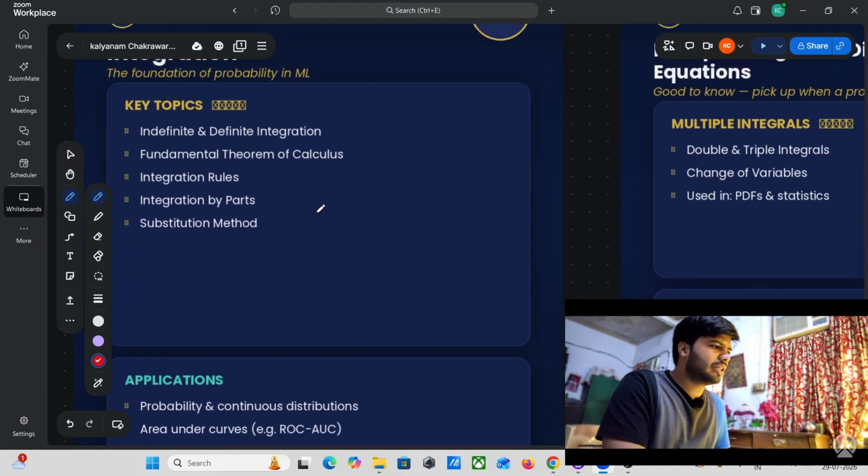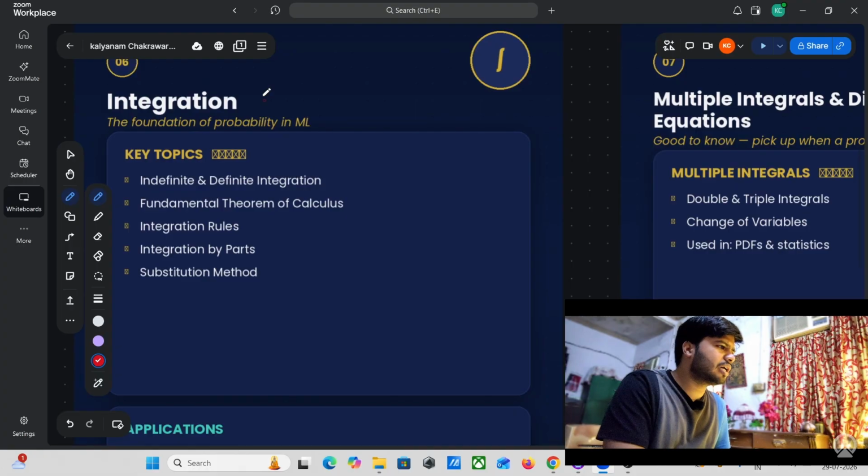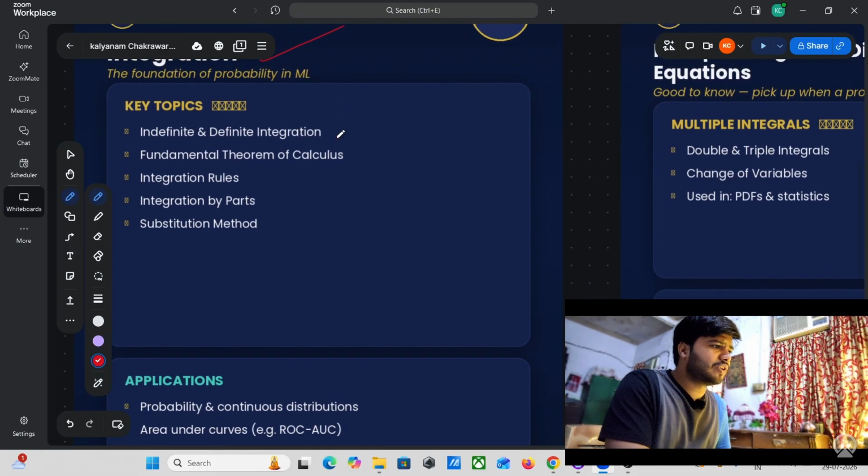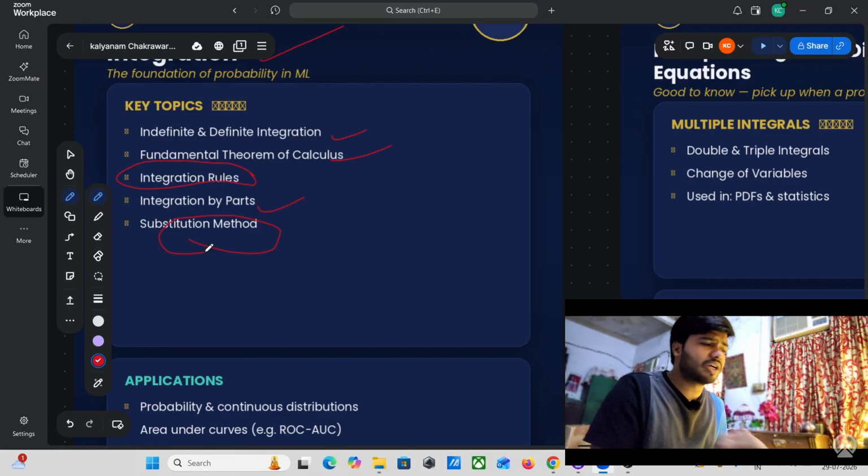And in the integration section, you need to learn indefinite and definite integrals. The fundamental theorem of calculus comes into the picture, and integration rules also come into the picture, like integration by parts and the substitution method. This is a very, very important topic, guys.